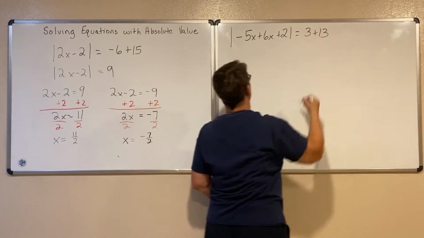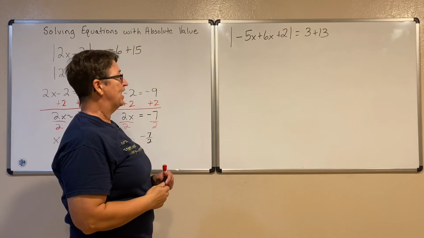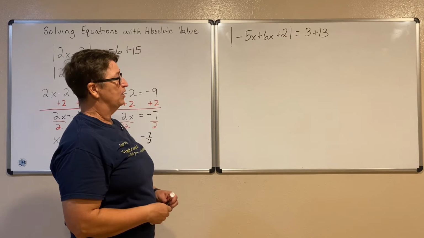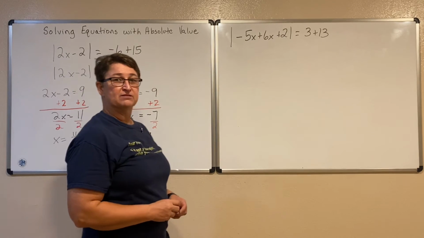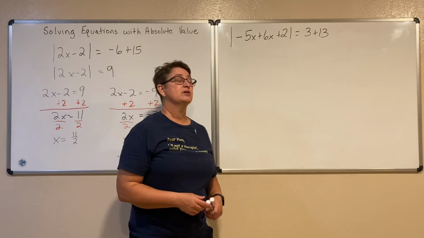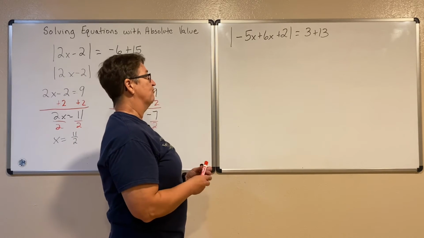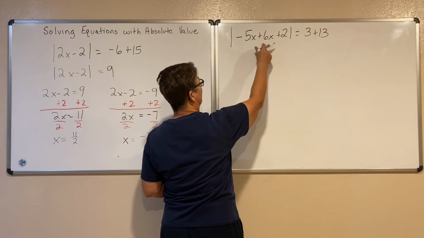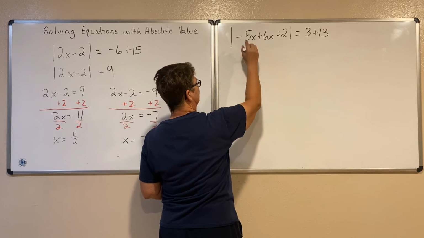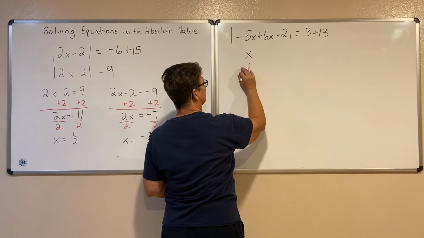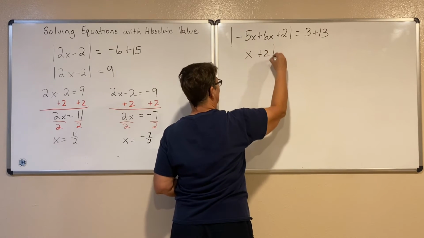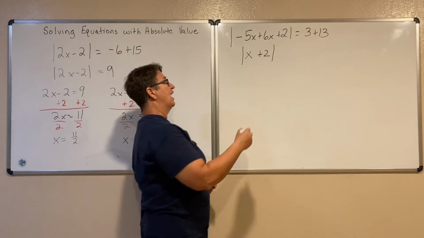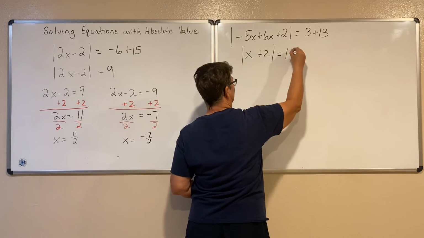So here I have the absolute value of negative 5x plus 6x plus 2, and that's equal to 3 plus 13. I'm going to simplify on the left and right first, just like I do when I solve all equations. So inside the absolute value, I can simplify here. I have 6x minus 5x, which just gives me 1x, plus 2. I'm going to find the absolute value of that x plus 2. And on the right, I have 3 plus 13, which equals 16.